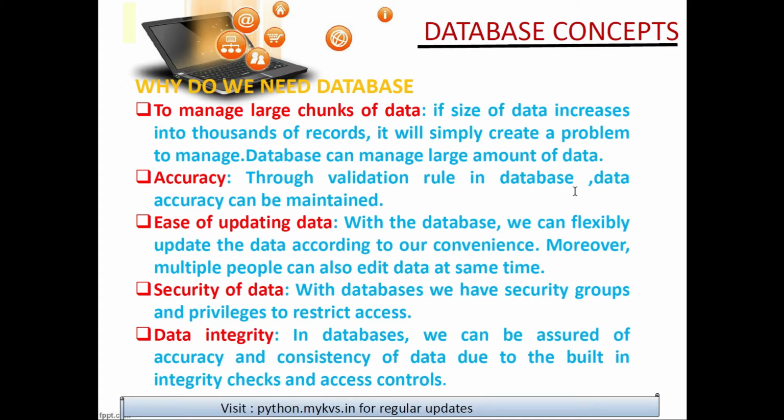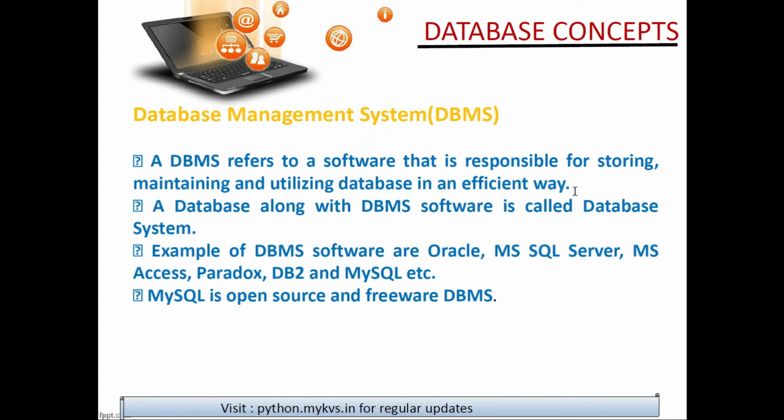Okay, so we are coming to the next part. A database management system is called DBMS. DBMS refers to software that is responsible for storing, maintaining, and utilizing a database in an efficient way. A database along with the DBMS software is called a database system. We have a lot of DBMS software like Oracle and MySQL Server. MySQL is actually open source, a freeware.